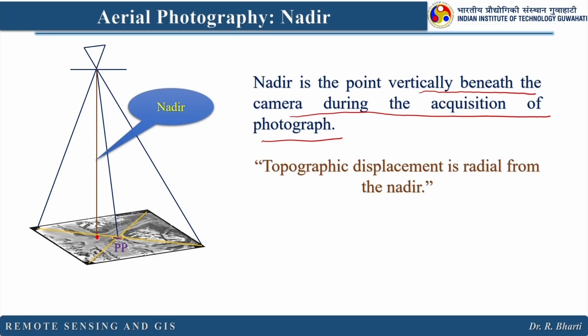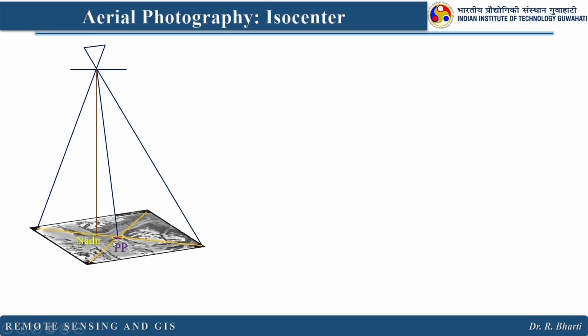And topographic displacement is radial from the nadir. So, topographic displacement will be very less at nadir. As you go away from nadir, you will find more topographic displacement.